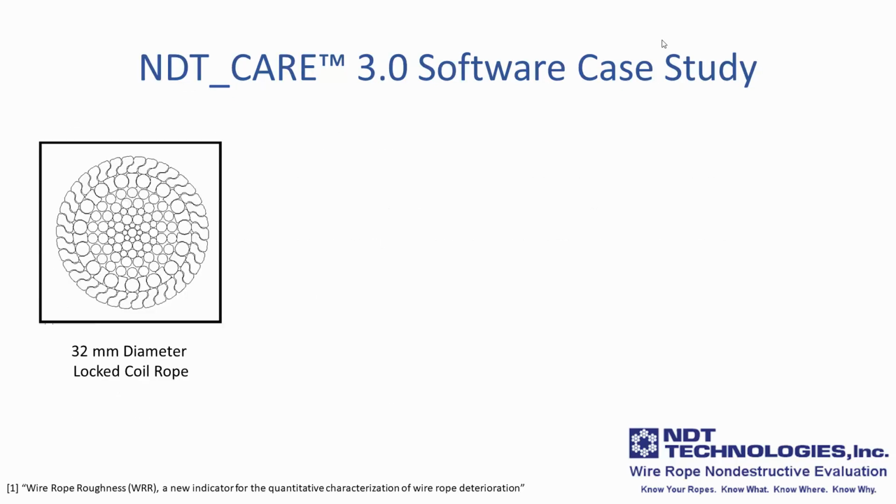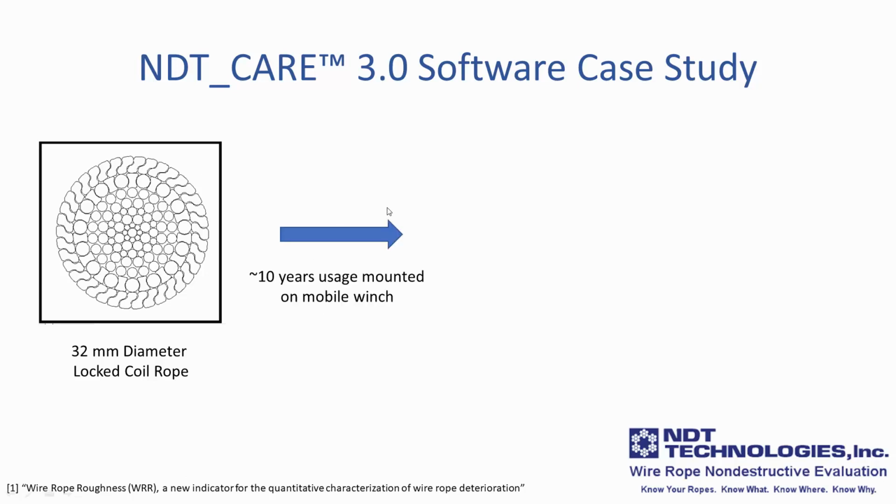In terms of a case study, we are going to investigate a 32 millimeter diameter locked coil rope. I refer you to the paper cited at the lower left-hand corner of the screen for more details about this case study and a comprehensive background on wire rope roughness.